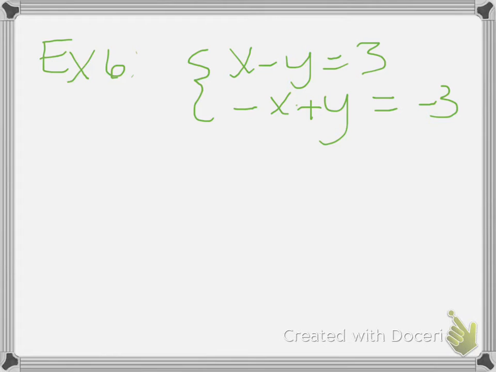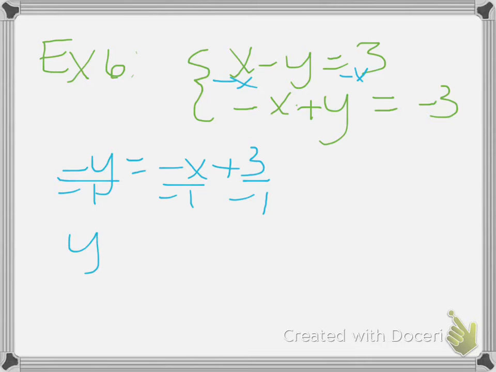Okay, last one before everyone comes in here. Example 6. We're going to solve both of these equations for y. So the first one, I'm going to just subtract x from both sides, and I get negative y equals negative x plus 3. And now I'm going to divide everything by negative 1. So I get y equals x minus 3.